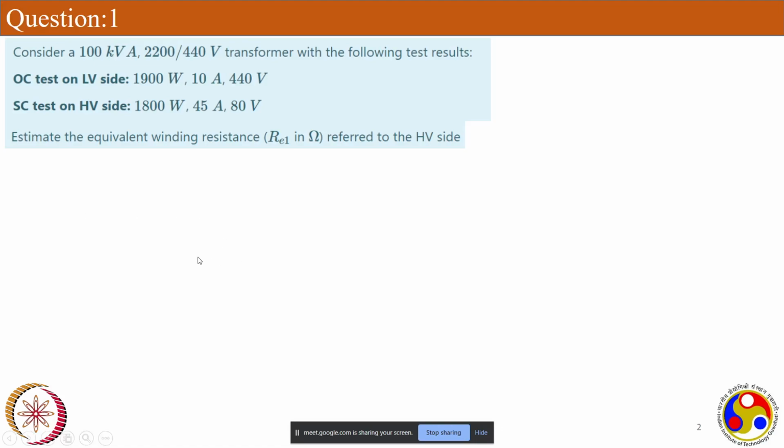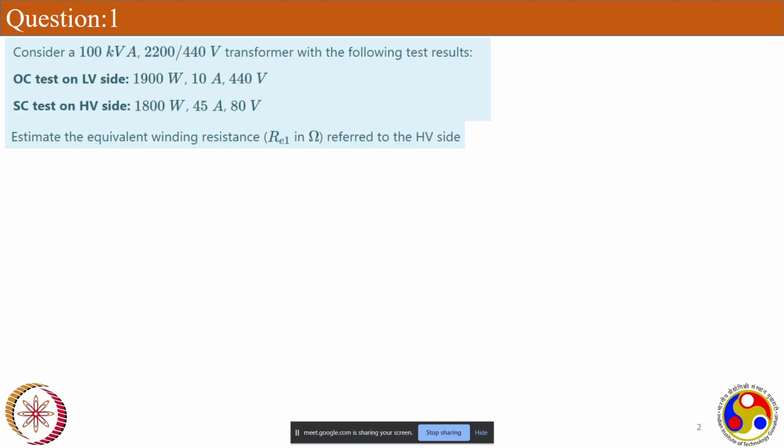Now I hope you all can see the first question on the screen. So yeah, we were given a transformer. We were given the ratings of the transformer, that is 100 kVA, 2200/440 volts. That is high voltage side is 2200 volts and low voltage side is 440. When we conducted two different tests on a transformer, open circuit as well as short circuit, the test results are here. Test results are nothing but the readings of the instruments inside the circuit.